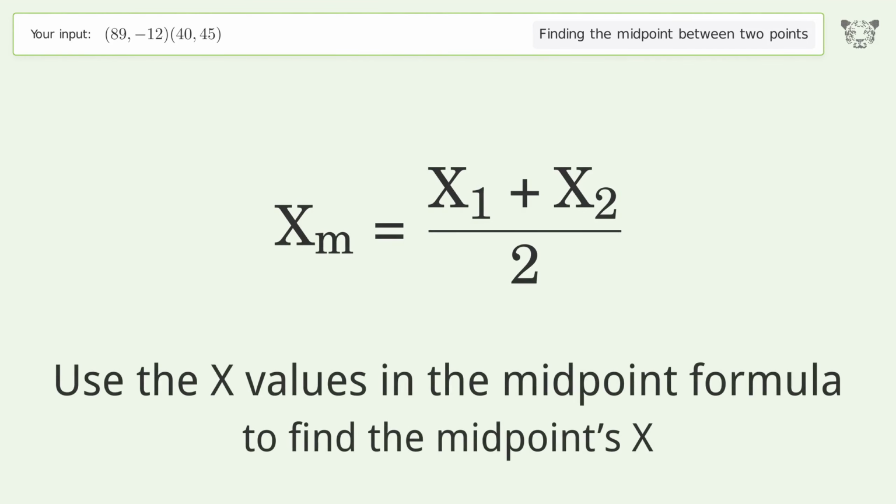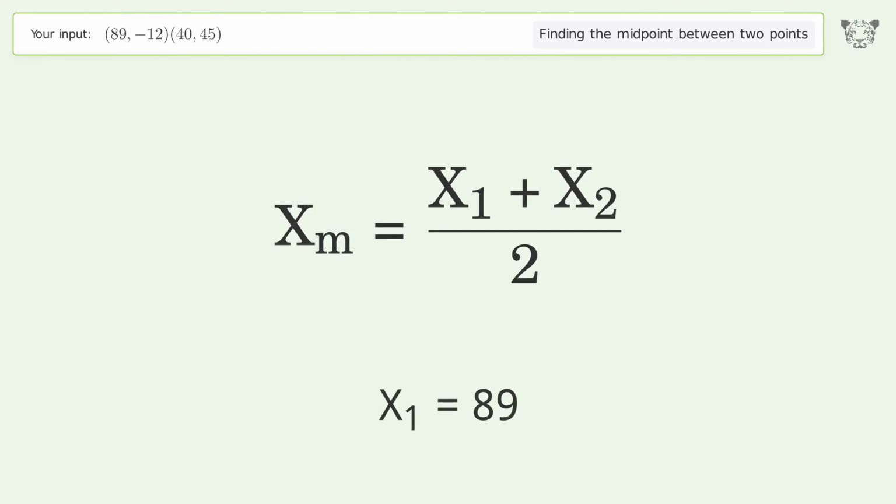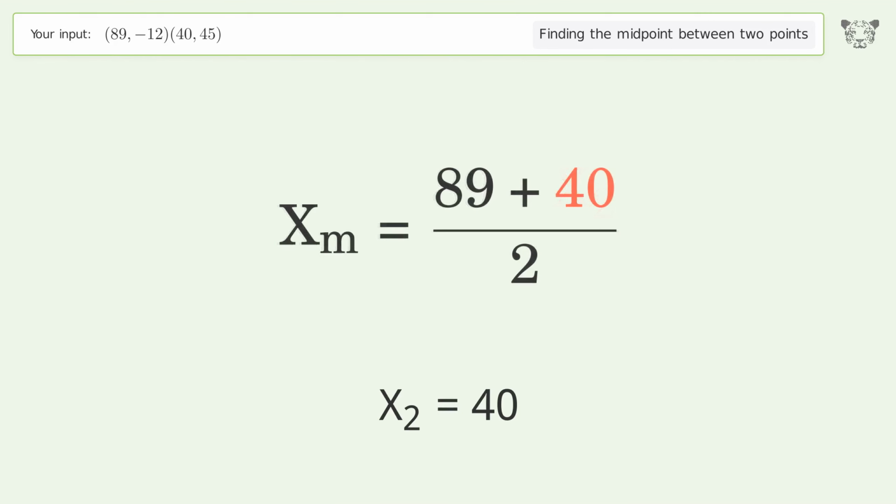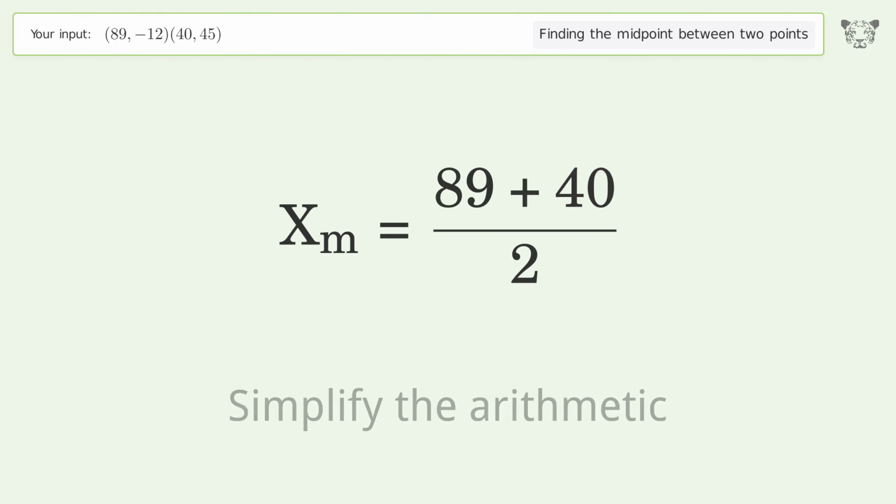Use the x values in the midpoint formula to find the midpoint's x. x1 equals 89. x2 equals 40. Simplify the arithmetic.